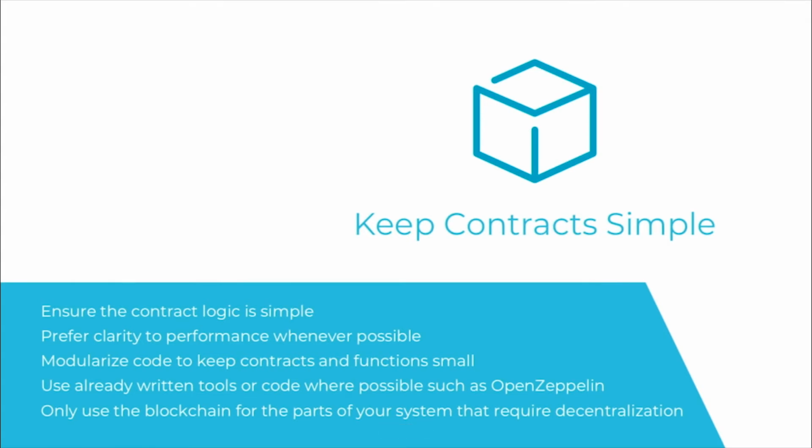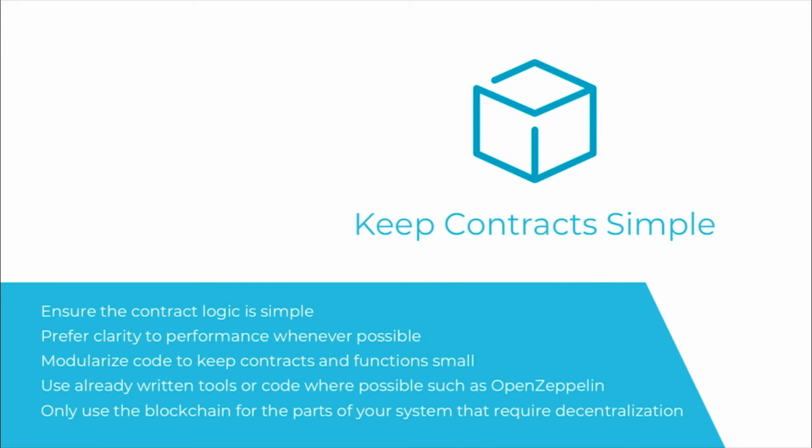Keep contracts simple. What that means is make sure your contract logic is simple, easy to read, and functions are small. And always use already written tools and software whenever you can, because they will be battle tested and proven to work. An example: don't write your own random number generator. Instead, use an existing one. OpenZeppelin is the largest repository of standard smart contracts.